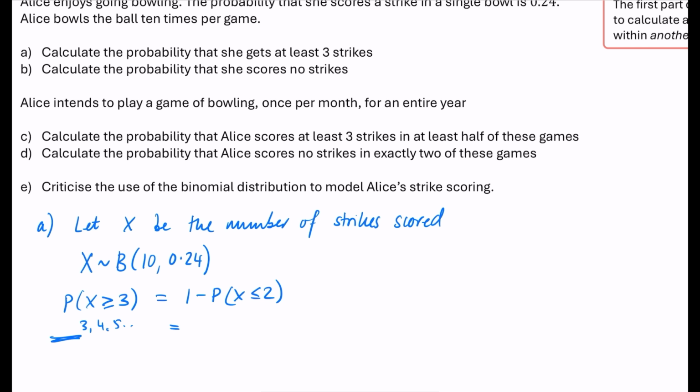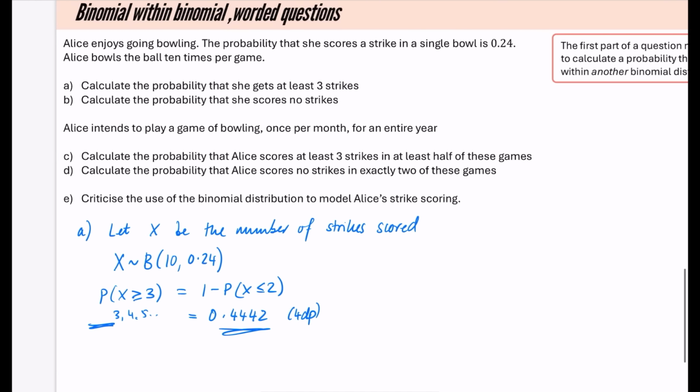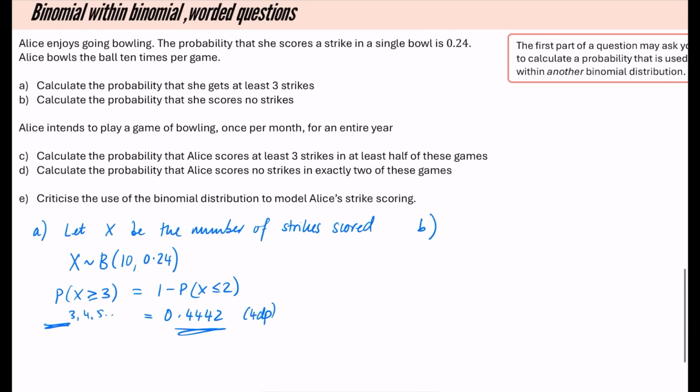So greater than or equal to 3 is 0.4442 to 4 decimal places. Great. And then part B of the question is the same distribution. We're going to calculate the probability that she scores no strikes. So we're trying to say the probability that x is equal to 0. I can just go straight to my calculator and calculate that straight away, and I get 0.0643 to 4 decimal places.